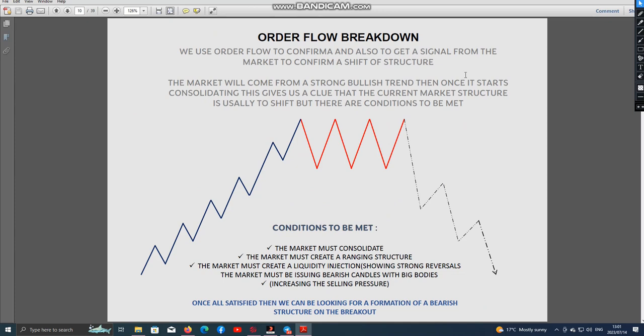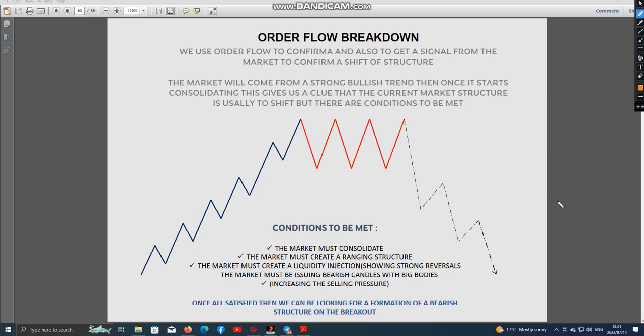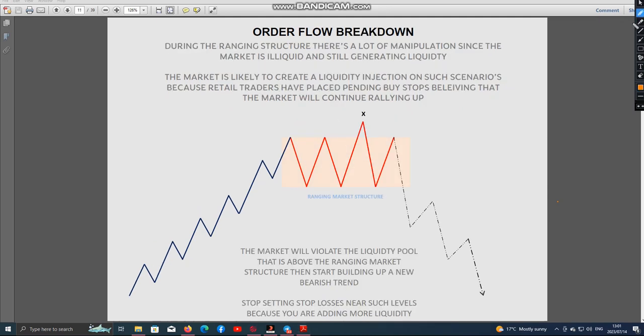You can see I've shown you that if the market is moving in an uptrend, it can come here and consolidate, and then from there it moves to the bearish side. Simple like that. On the next slide, I showed you that the market is likely to create that liquidity injection I'm talking about. You see, this is the liquidity injection. The market comes in an uptrend, then starts consolidating and builds a ranging market structure. Then it creates what we call a liquidity sweep or liquidity injection, and from there it drags the market prices down.